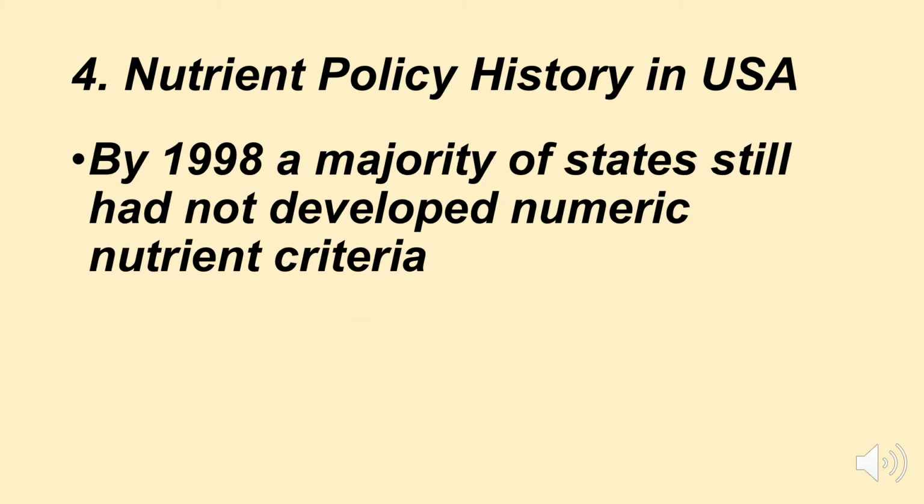The states are behind. By 1998, a majority of states still had not developed numeric nutrient criteria, nitrogen and phosphorus criteria. By 2015, we still had 10 states that were woefully behind in the development of this criteria. It's a work in progress. One of the problems is it's very expensive and it's very difficult to do.